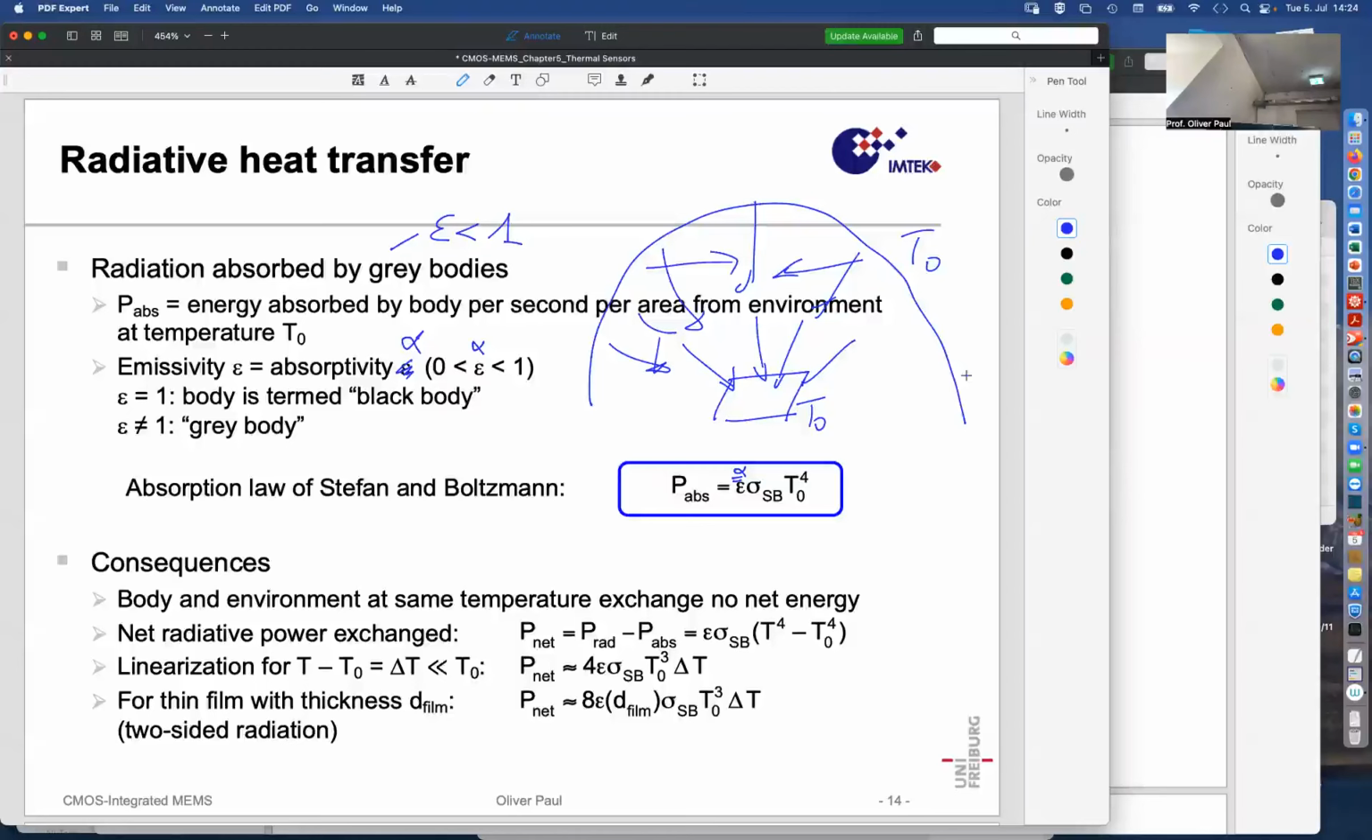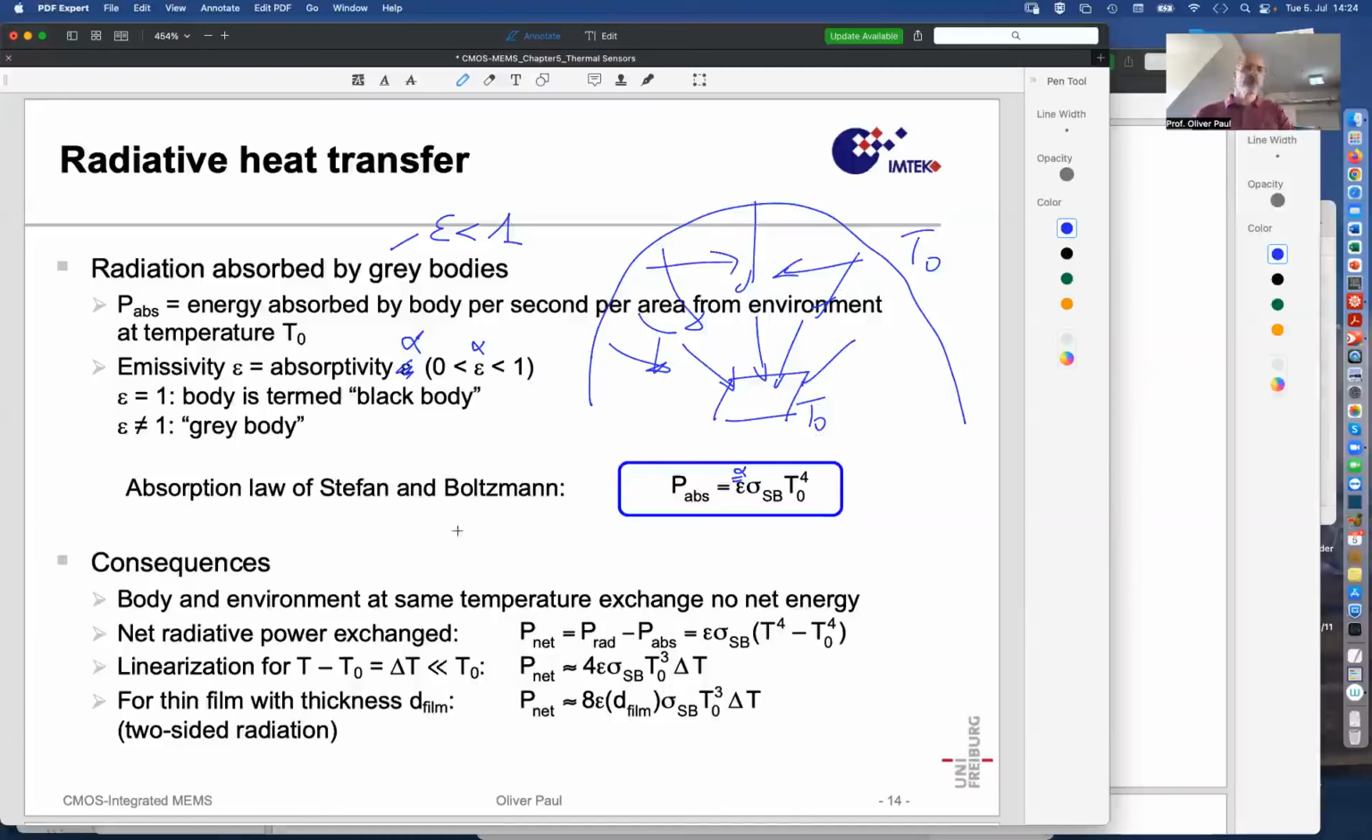And that can't be. And if it emits less than what the environment sends onto it, then the opposite would happen. It would heat up, and that can't be. Bodies at the same temperature have to remain in equilibrium.